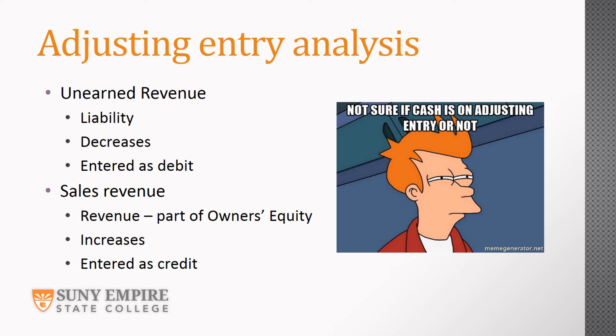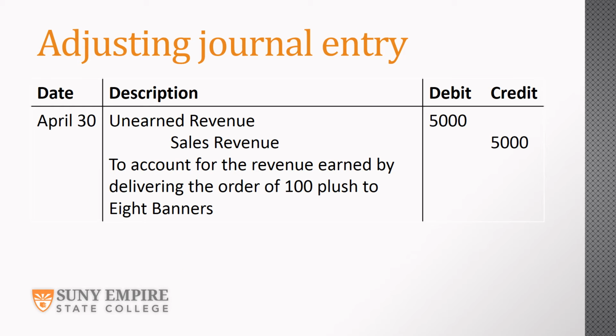And the actual journal entry? The date of the adjustment would be April 30th. The debited account in this adjustment is unearned revenue and the amount of $5,000. This is matched by a credit to sales revenue. The adjusting entry closes with a description that the revenue was earned by delivering the order of 100 plush toys to 8 Banners Amusement Parks.